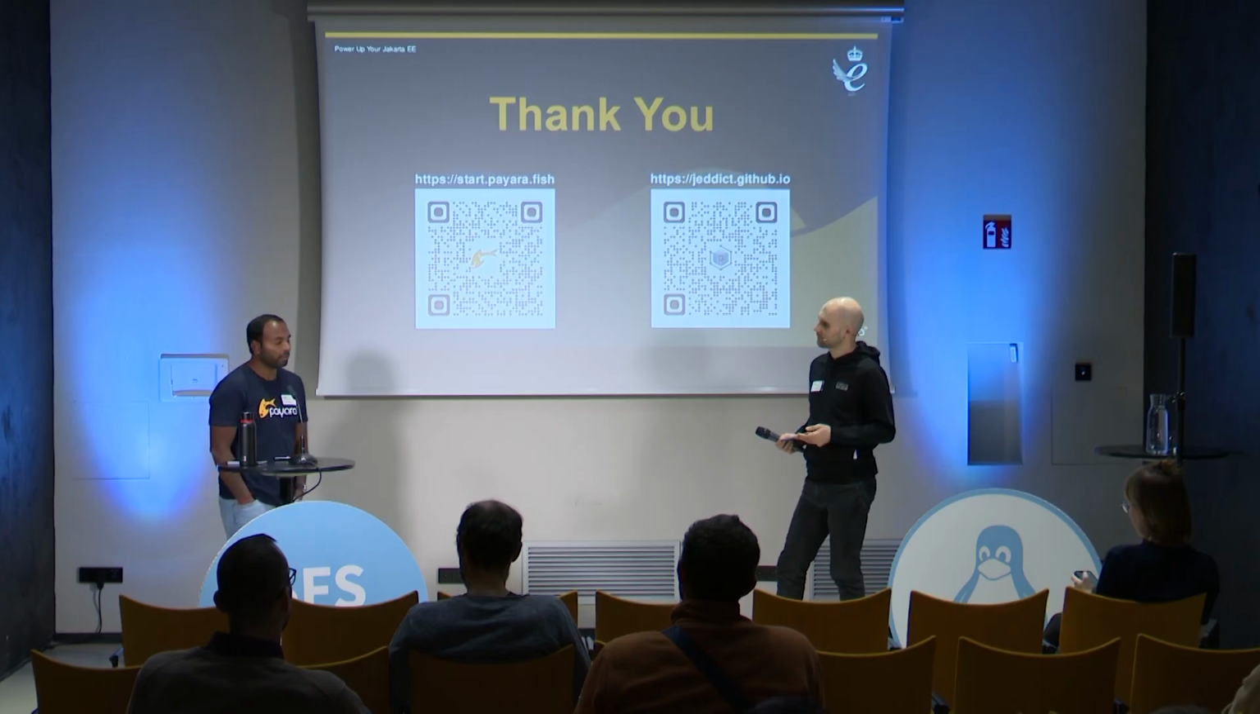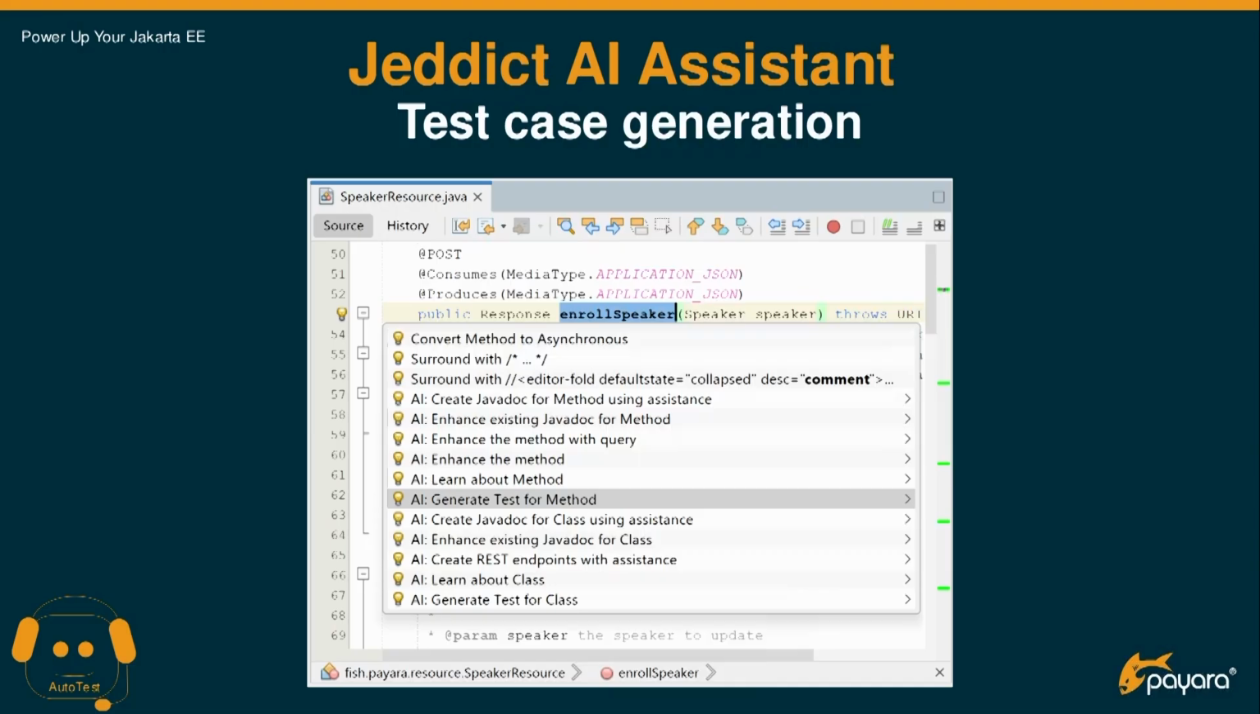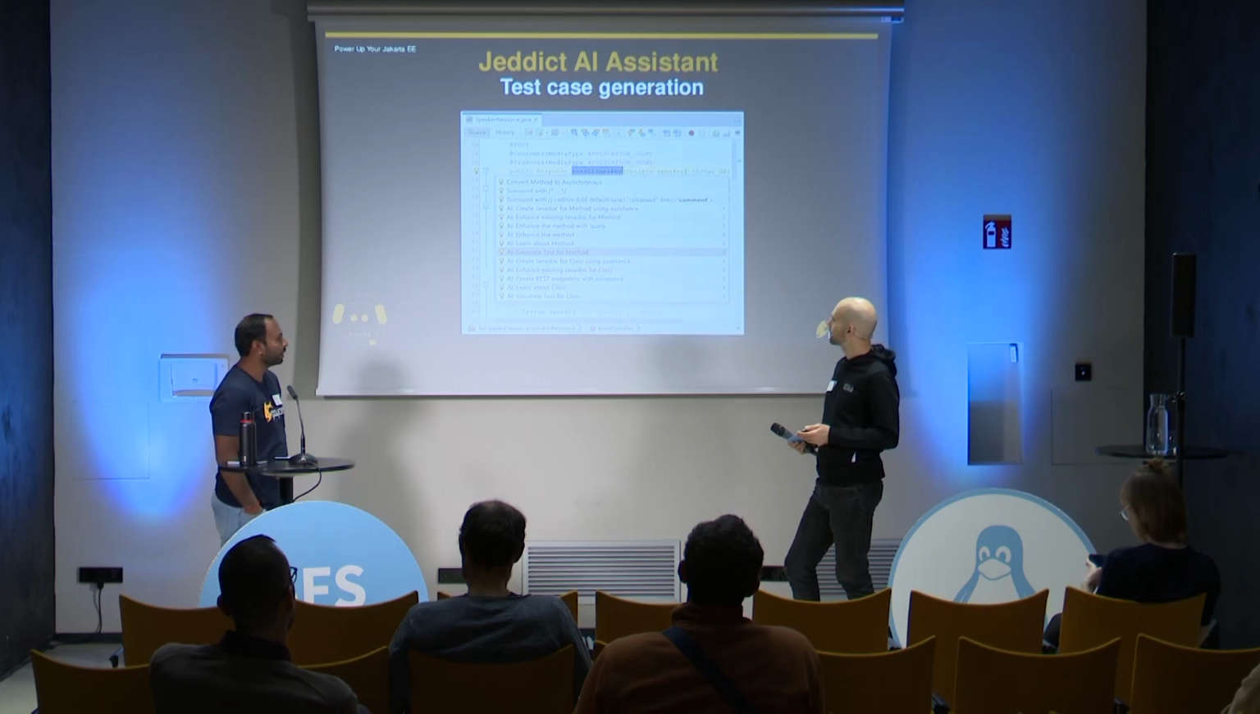Yeah, in the Jedict AI assistant, I'm using LangChain4j, and behind the scenes, you can select any LLM provider like OpenAI or Google Gemini, or even your local LLM provider, and it passes the prompt with text and the context of the current class. Like I selected the enrollSpeaker method here and asked for generating the test cases. It sends this particular snippet to OpenAI and asks it to generate the test cases in Java format. Whatever it returns is shown in the chat, from where you can save it in your IDE.